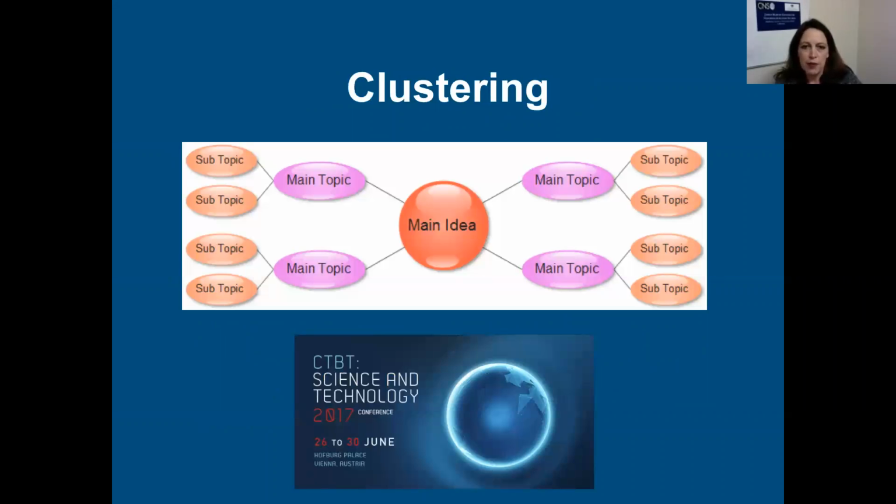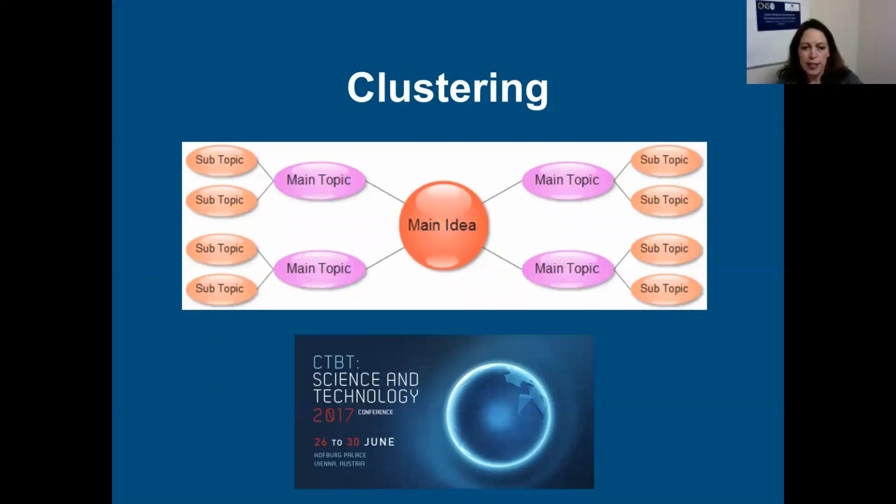Here's an example of clustering, where it's very visual. You make a visual map of your ideas, main ideas, and subpoints, and develop it. Students may want to look at last year's presentations, which were excellent. Also, there are things in the archives that students have done that they can refer to.